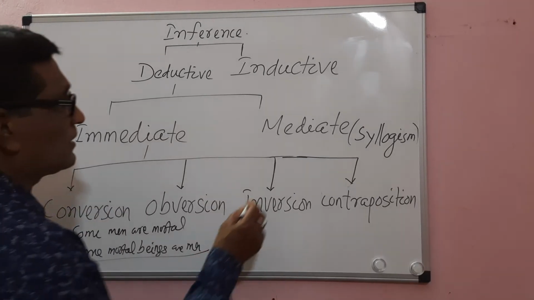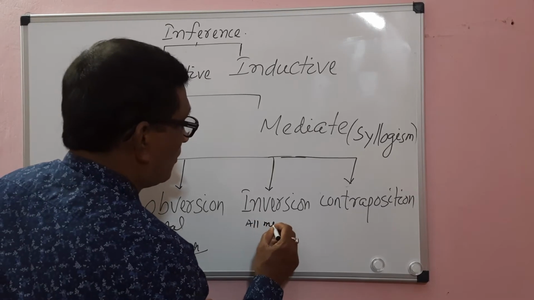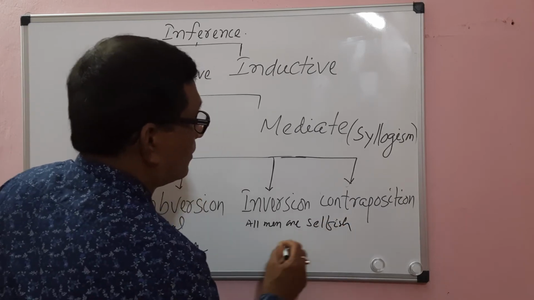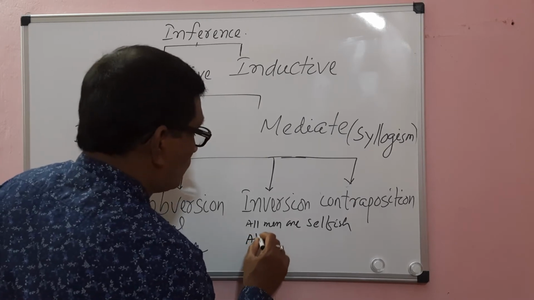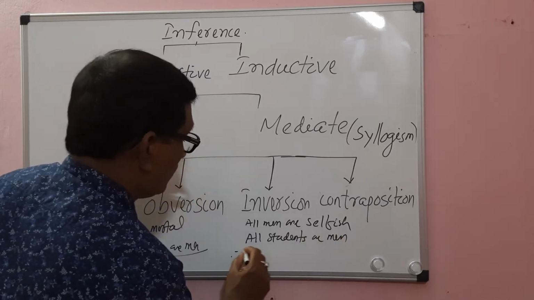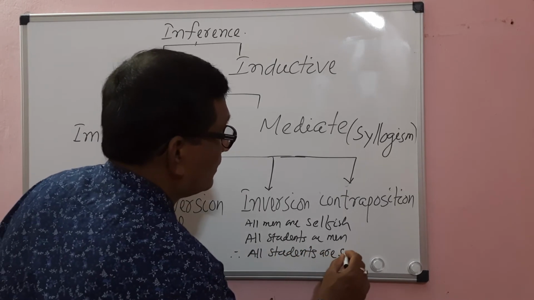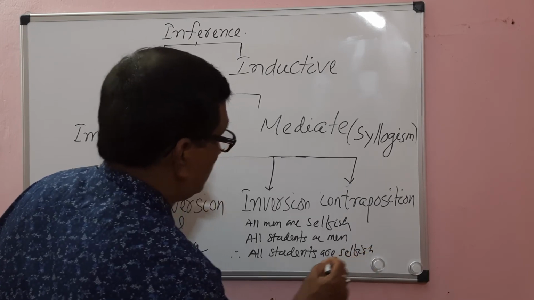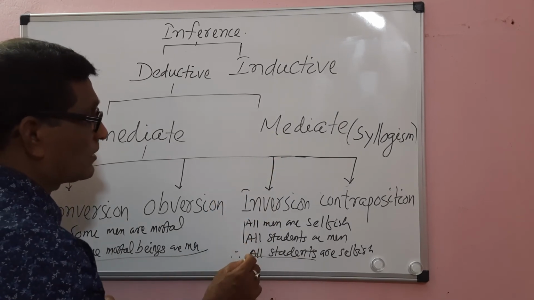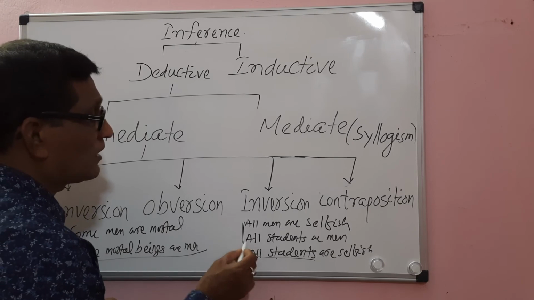And mediate inference means two premises, one conclusion. The conclusion is drawn from two premises. All men are selfish, all students are men, therefore all students are selfish. This is called mediate argument, mediate inference, or syllogism. These are the two premises and the conclusion. The conclusion does not directly follow from one premise; it follows from the two premises taken together.